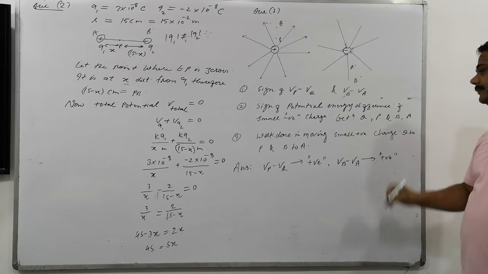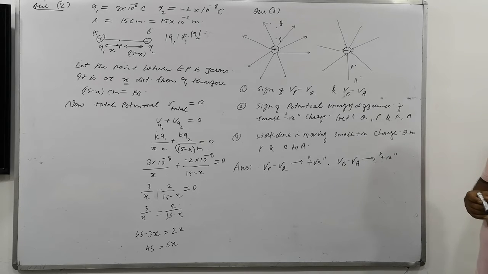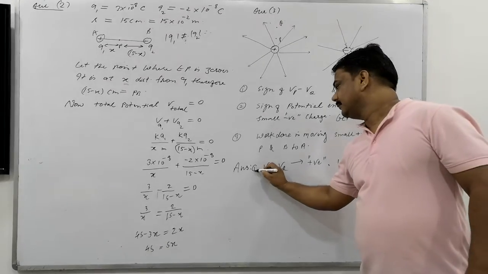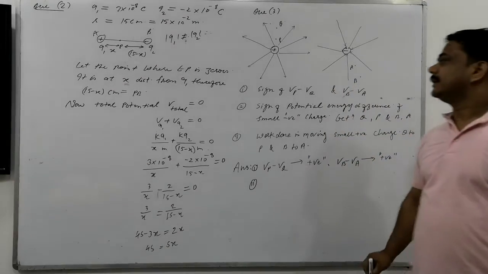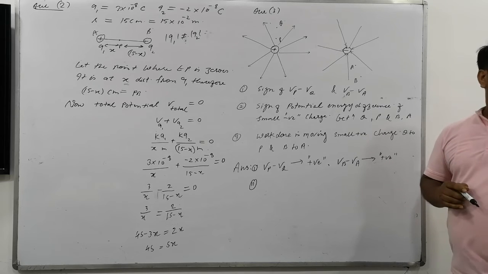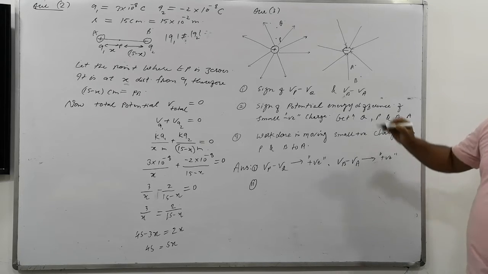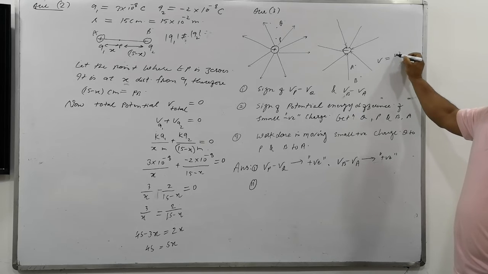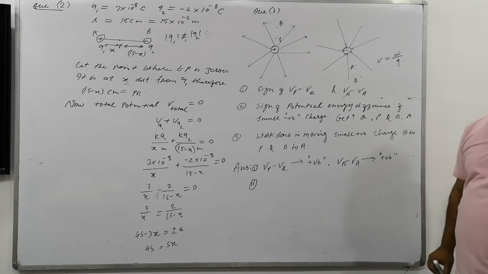It's also positive. Is that clear? Now, second question. And I told you why to find out the potential also. Potential V is equal to, we have derived the basic Q.